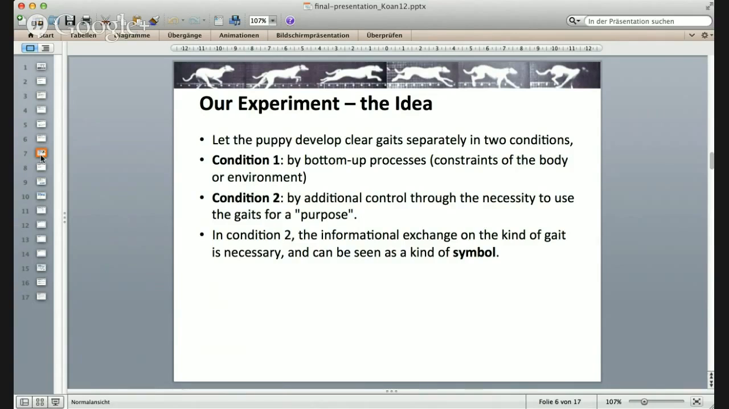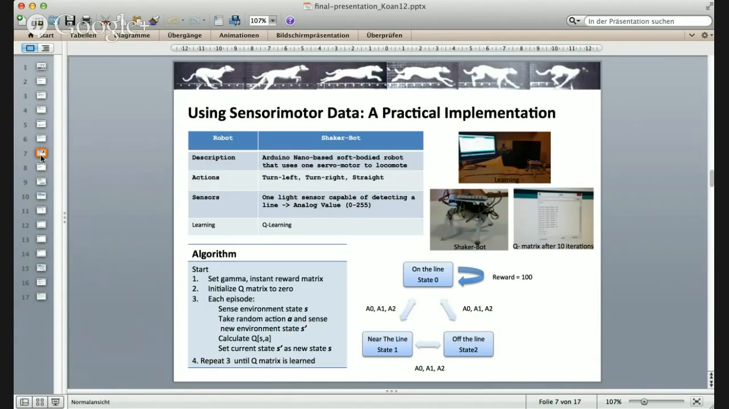I would like to introduce now the work of Yasmin that was provided to us this morning. She built a little robot, a soft robot that she called ShakerBot, and tried to let this robot categorize between good and bad environment.